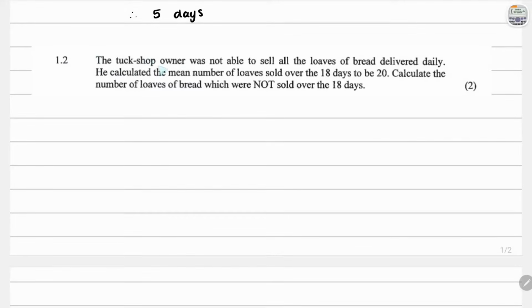Question 1.2 says, the tuck shop owner was not able to sell all the loaves of bread delivered daily. He calculated the mean number of loaves sold over the 18 days to be 20. So the mean is 20 now, not 22. Calculate the number of loaves which were not sold over the 18 days.